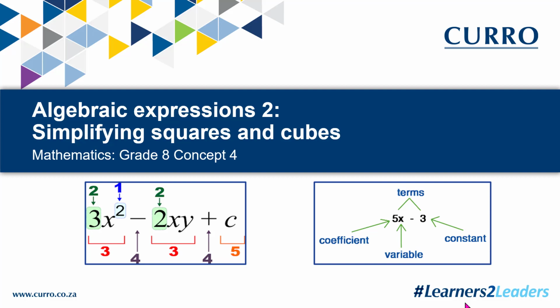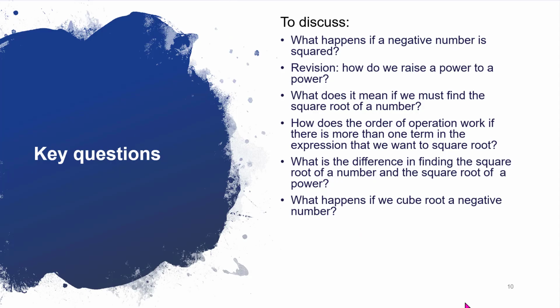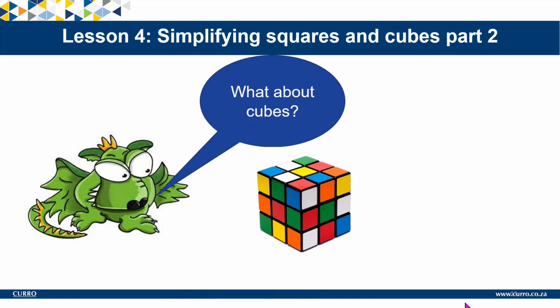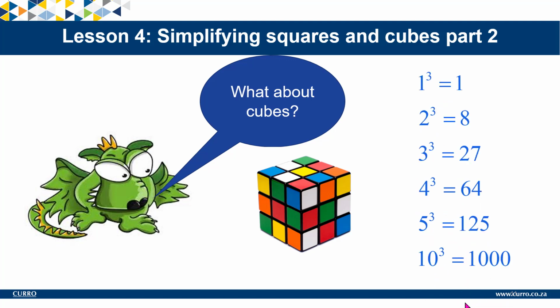In this lesson, we will be simplifying cubes. Do you still remember the key questions? So Zoot and his Rubik's Cube. What about cubes? Yes, I know. So first know the first 5 perfect cubic numbers. So why is 1 a cubic number? Because 1 times 1 times 1 is 1.